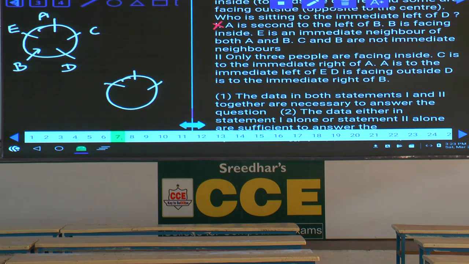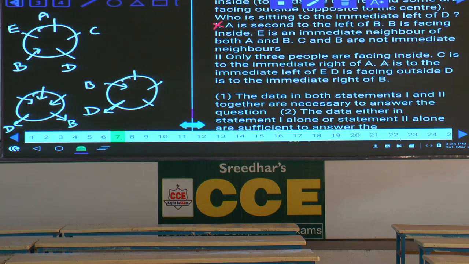Then, coming to the next one, condition number 2: 3 people are facing inside. C is to the immediate right of A, A is to the immediate left of E, D is facing outside. Now D is facing away from the center, and D is to the immediate right of B. As D is to the immediate right of B, tell me what are the different possibilities. B can be here. If B is here, then D is to the immediate right of B, and B is facing the center. Then what is the second case? D is facing away from the center. Then B can be here as well. Then B is away from the center. D sits to the immediate right of B. As only 3 are facing towards the center, in this case, all the remaining persons must be towards the center.